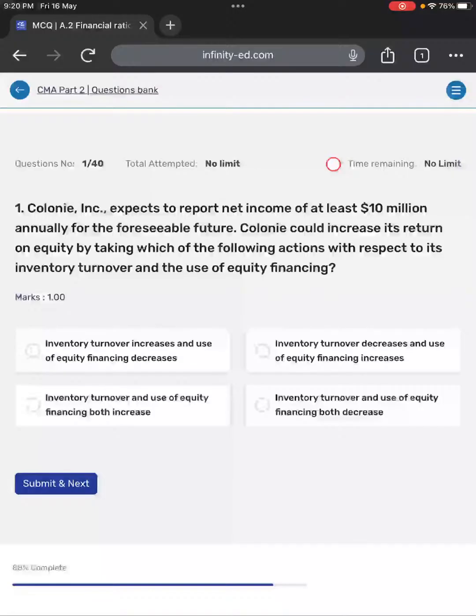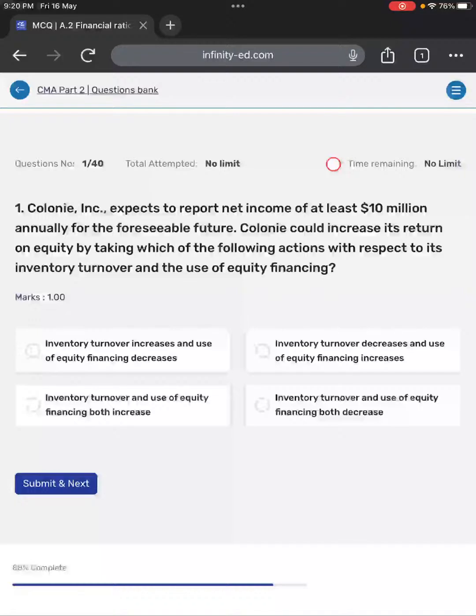In this case, net profit will increase, inventory turnover will increase, inventory will increase, COGS will increase, right? And average inventory will also increase, but that may not increase proportionately to the increase in sales.